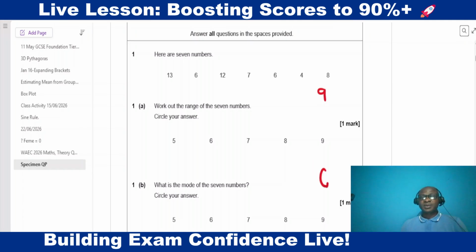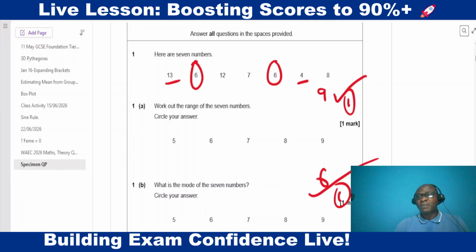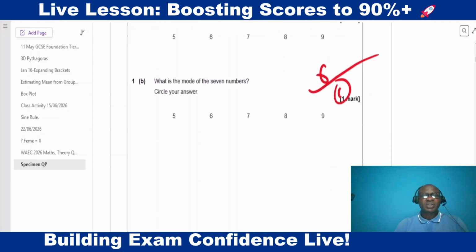6. Okay, 6. So here is asking for the range. The range is 13 minus 4. 9 is correct, 1 mark. And then the mode is the most frequent number. So 6 appeared 2 times here. Therefore, 6 is the mode. That is a 1 mark. Let's go to question number 2.